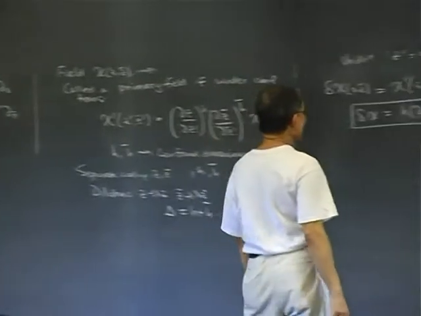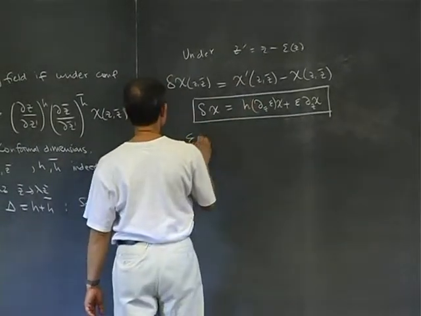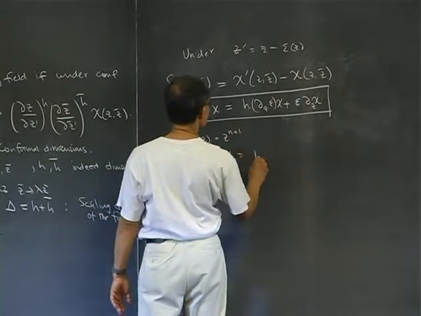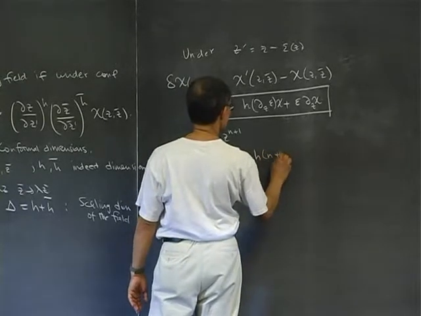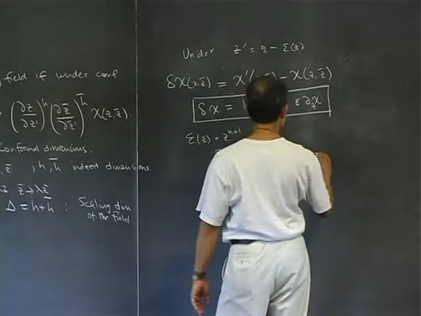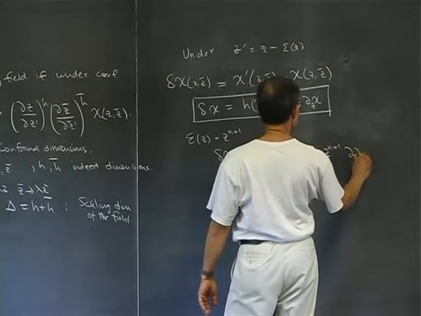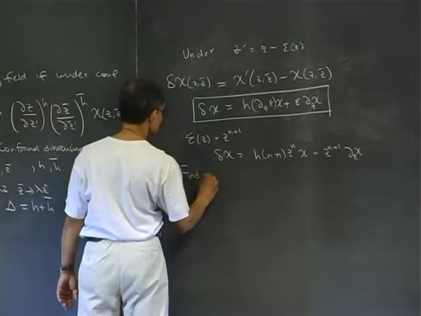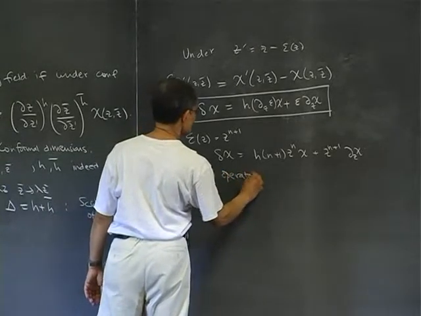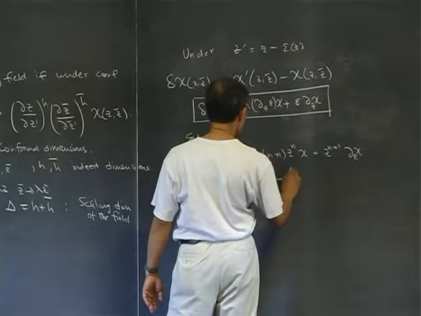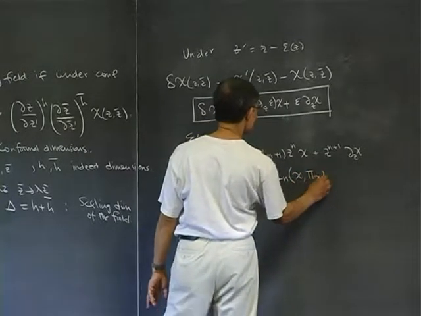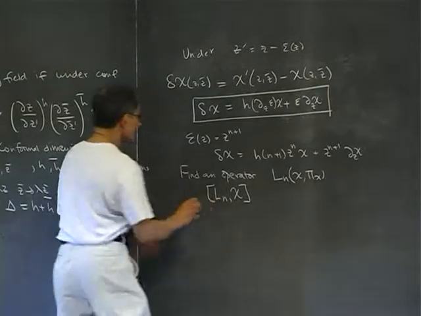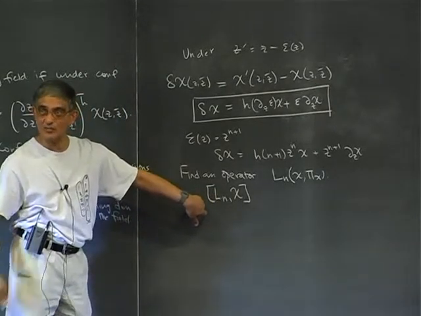Or in other words, the action of, so if epsilon of z equals z to the n plus 1, delta phi, and you want to find an operator L n which is a function of the field and its canonical conjugate momentum, which has the property that the commutator of this with, this is how transformations are done in quantum mechanics, by commutators of charges.